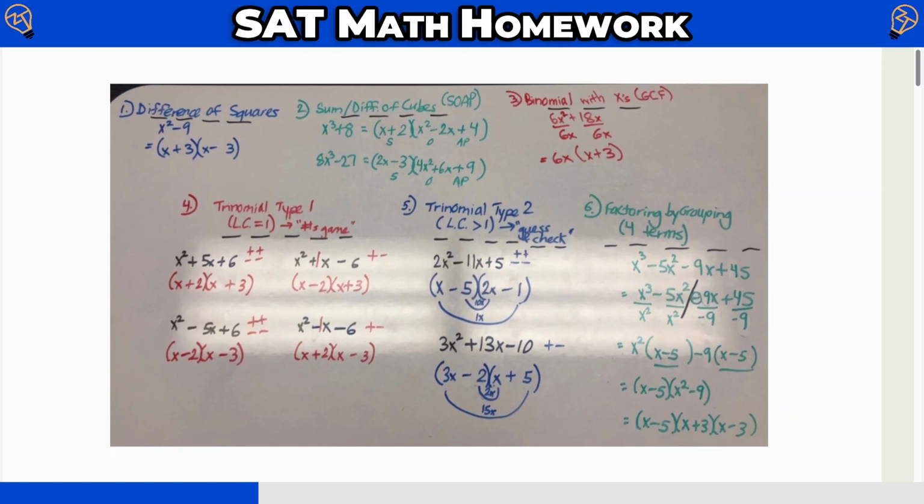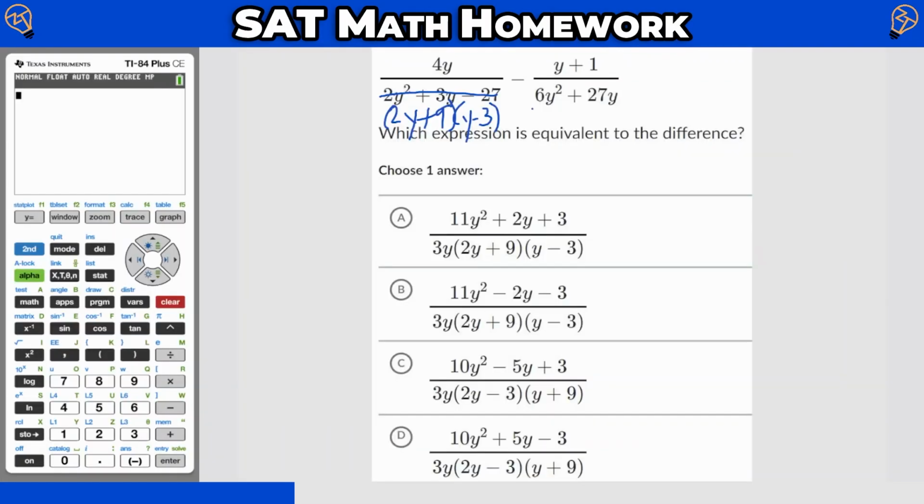And the one that we're actually dealing with is scenario 3, which is a binomial with x's, which really is the greatest common factor scenario. So when we take out the greatest common factor, which ends up being 3, because 3 goes into both, and then you always pick the smaller of the two exponents, so y to the first. So let's go ahead and see how that plays out.